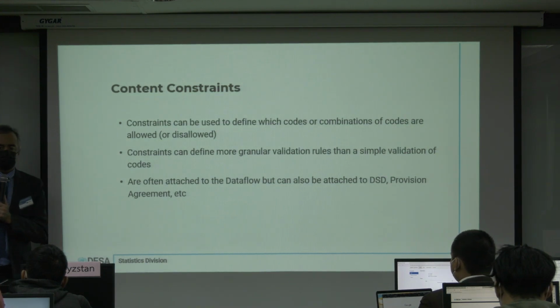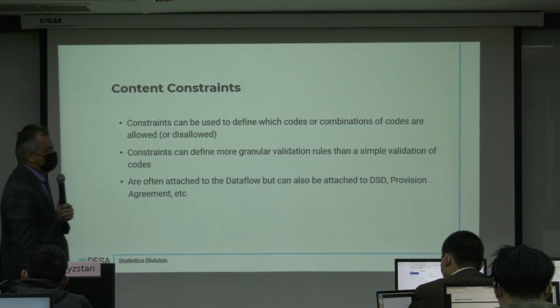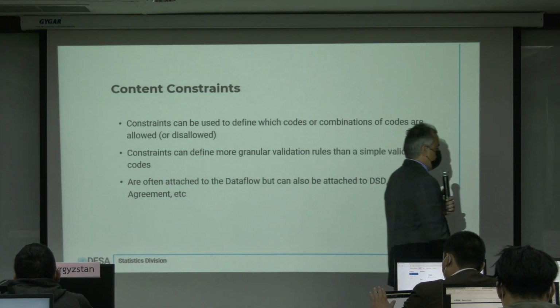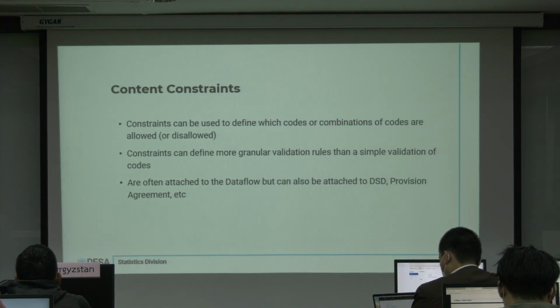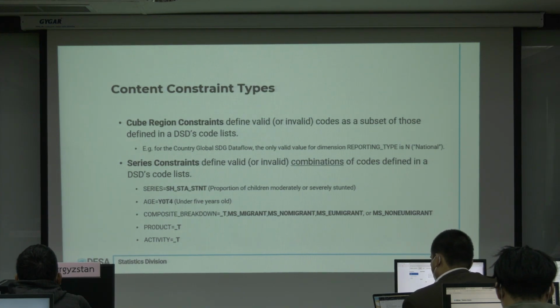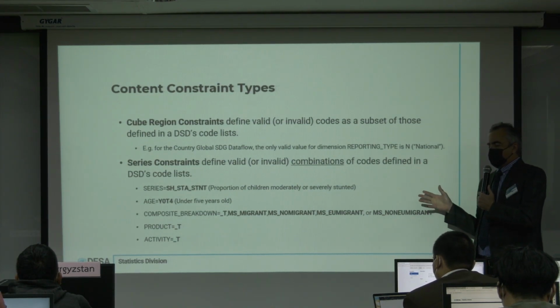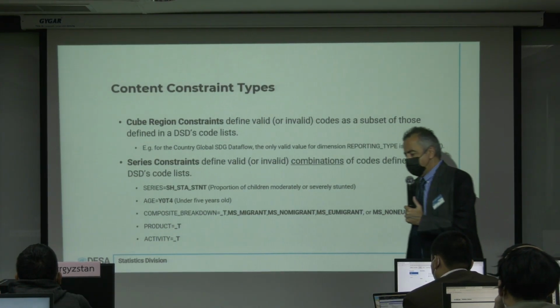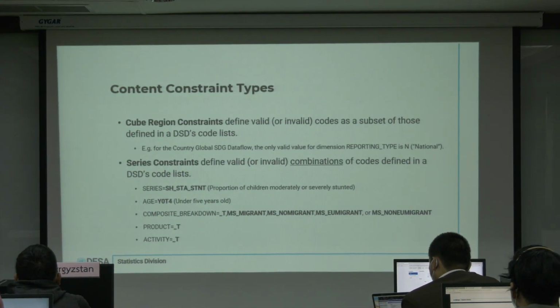We need something else, an additional mechanism to tell the computer which combinations of codes are valid and which are invalid. And this is what we use the content constraints for. There are two major types of content constraints. This is by nature. There's also a classification of content constraints by purpose, but I won't go into it now.